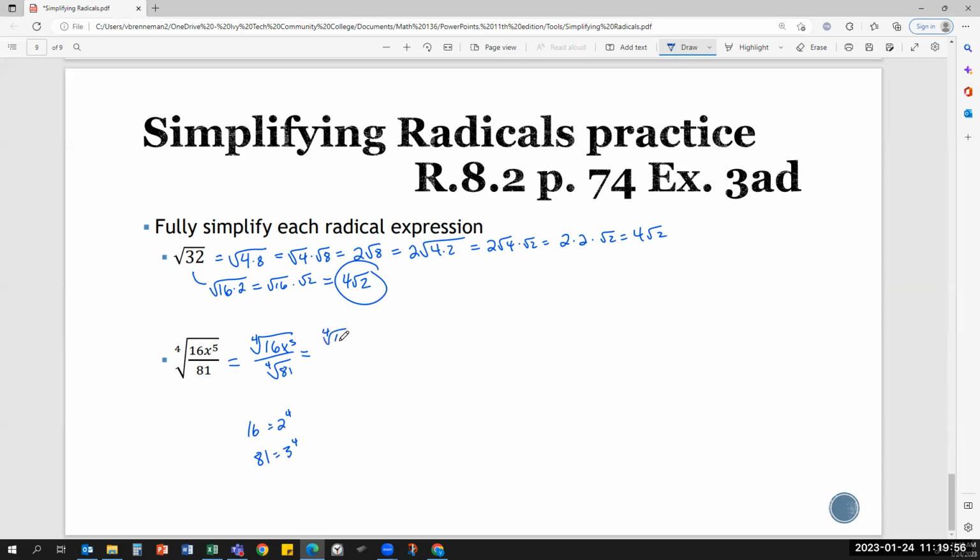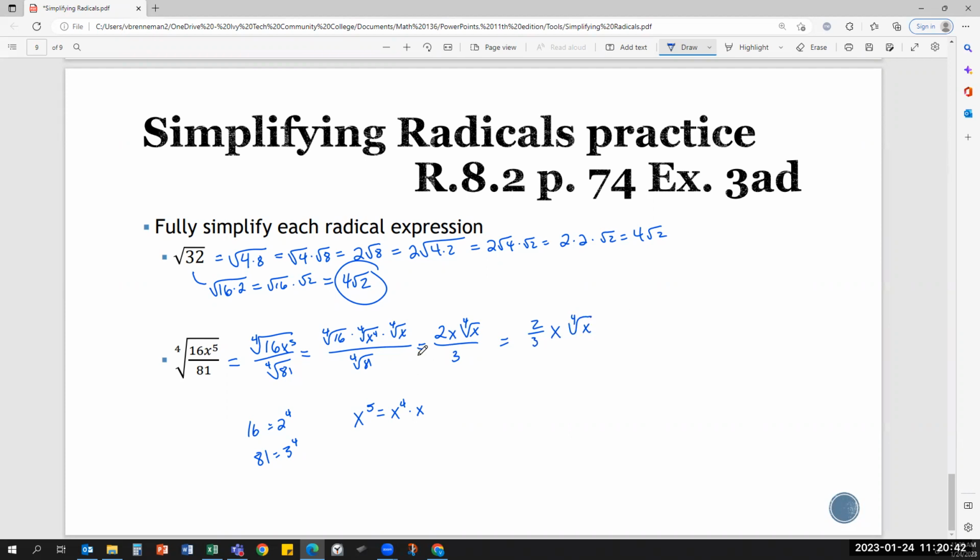So I have 4th root of 16. And then I'm even going to split up the x to the 5th, which is x to the 4th times x. So there's an extra x there. So I'm going to split this: 4th root of 16 times 4th root of x to the 4th times 4th root of x. And then on the bottom, the 4th root of 81. And now I'll go ahead and simplify. So we have 2x times 4th root of x over 3. Or I could write that as 2/3 x 4th root of x.